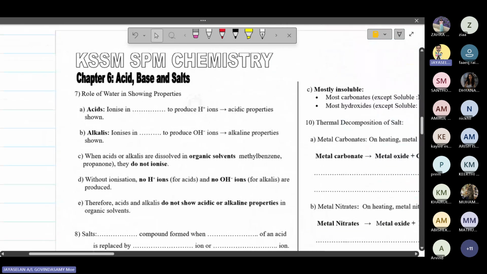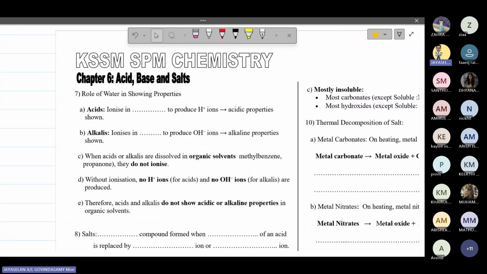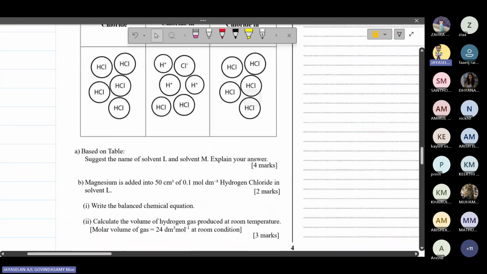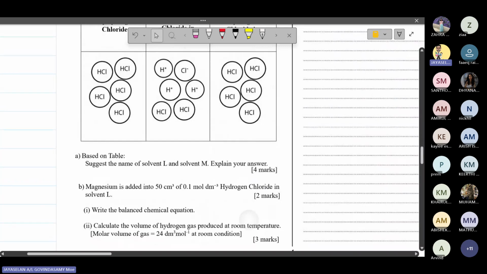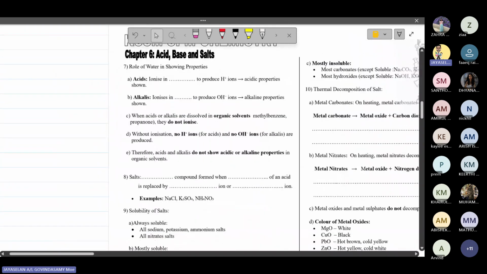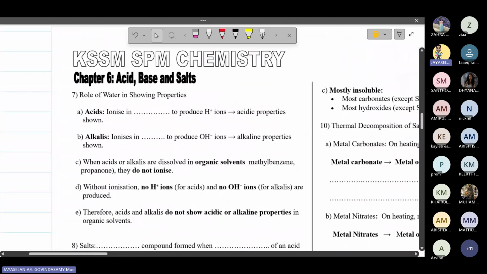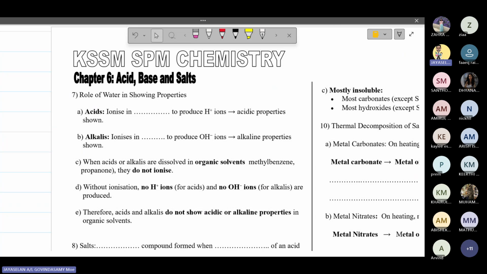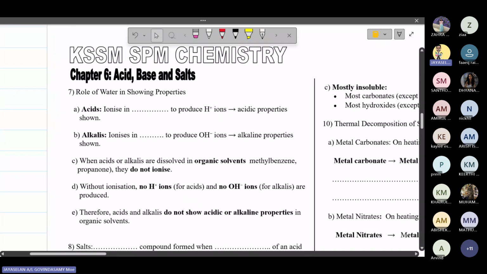Okay, di sini lama tak keluar soalan. The role of water in showing acidicity. Lepas saya buat ni, I already do one question. Okay, we will discuss this question after this. Can I? So, ini lama tak keluar dalam exam. Tak pernah. 6 years tak pernah keluar. Okay, sorry, almost 5 years tak pernah keluar. Okay, so kita buat, the role of water in showing acidicity.